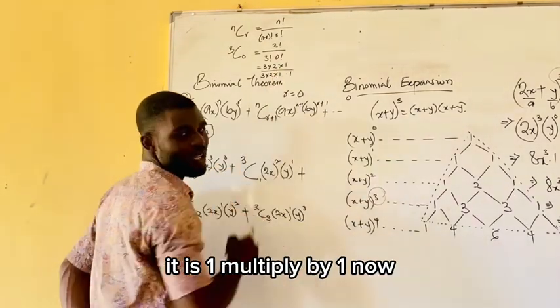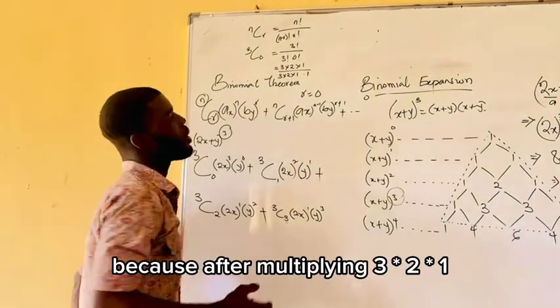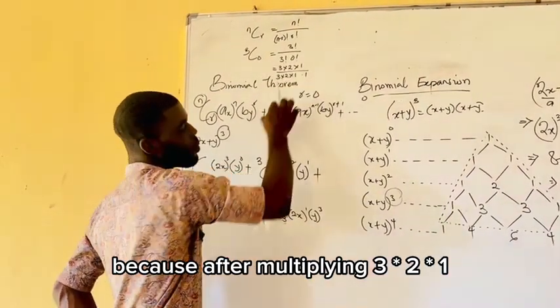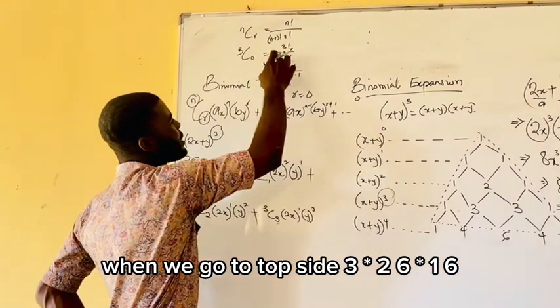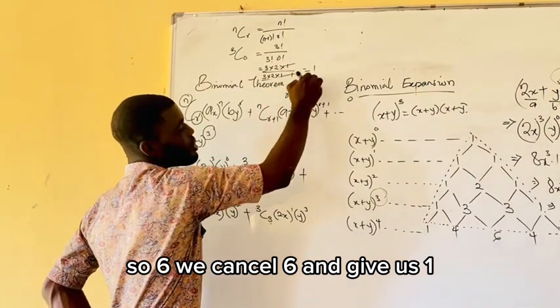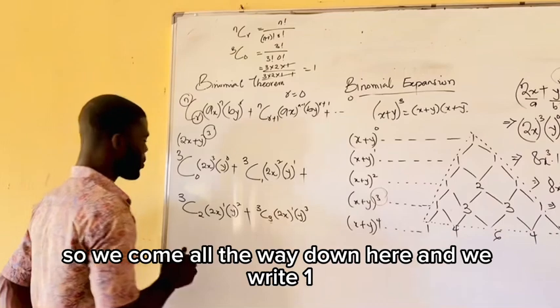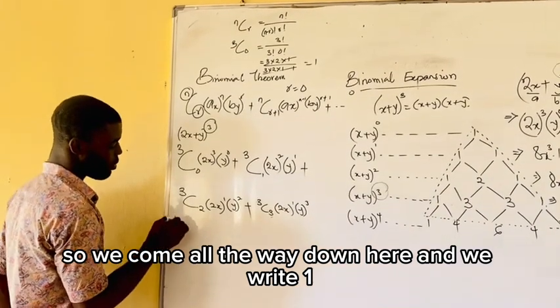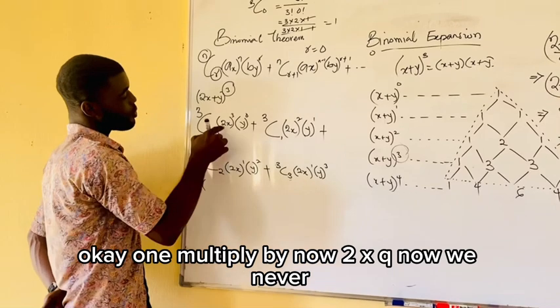Multiplied by 1. Now you will agree with me that what we have above and what we have below is the same thing. Because after multiplying 3 times 2 times 1, we get 6. Times 1 again is still 6. When we go to the top side, 3 times 2, 6 times 1, 6. So we cancel 6 and it gives us 1. So that means 3 combination 0 is 1. So we come all the way down here and we write 1 multiplied by, okay, 2x cubed.